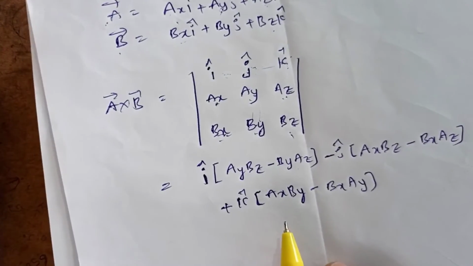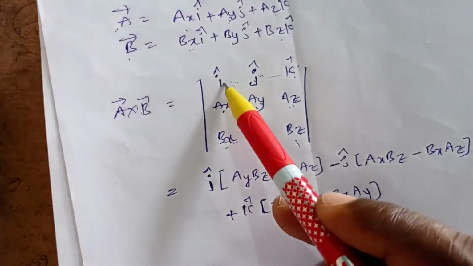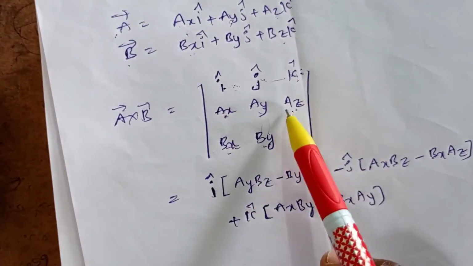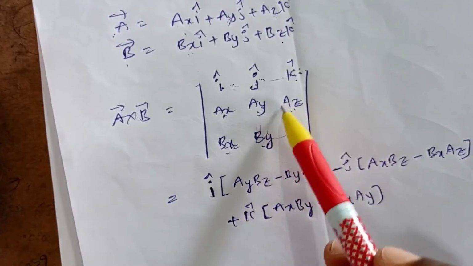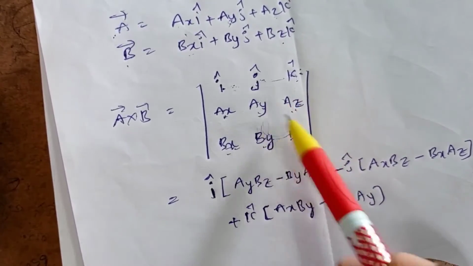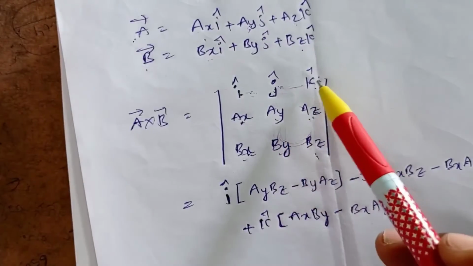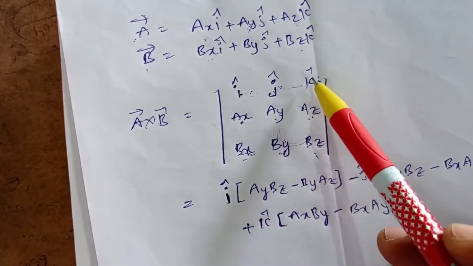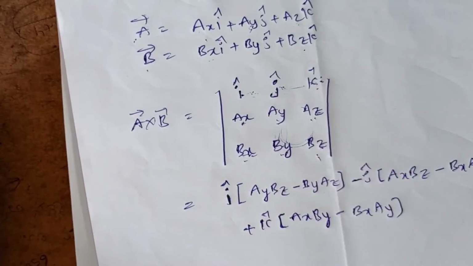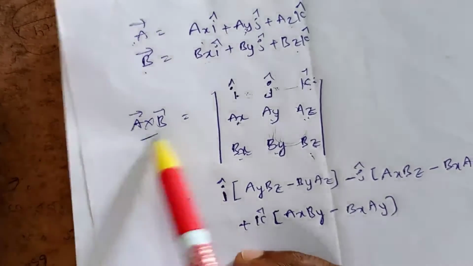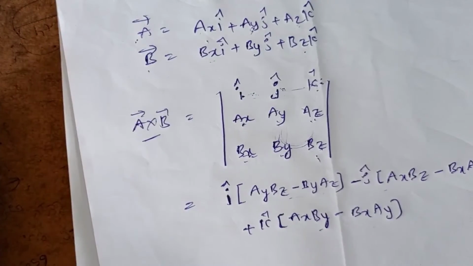So this is the process. When we take i cap, we eliminate the first row, first column and take these four terms. When we take j cap, we eliminate the first row, second column. When we take k cap, we eliminate the first row, third column. So this is the cross product of two vectors.